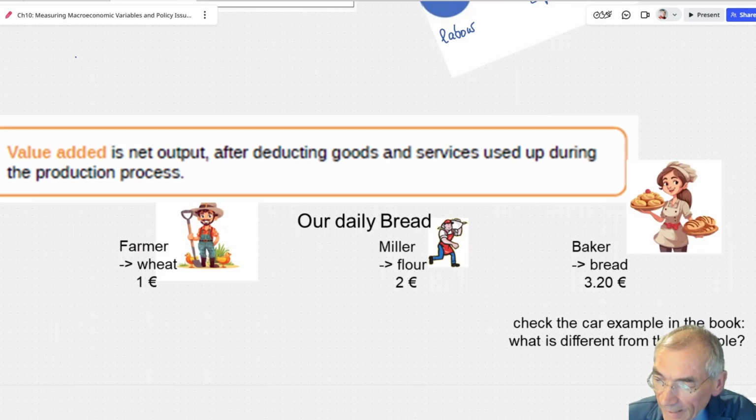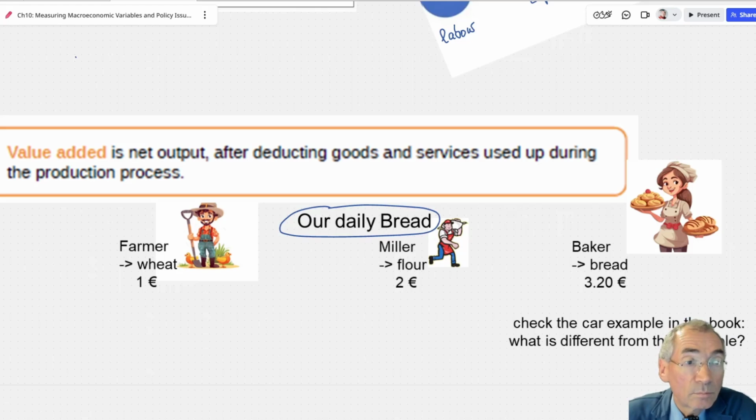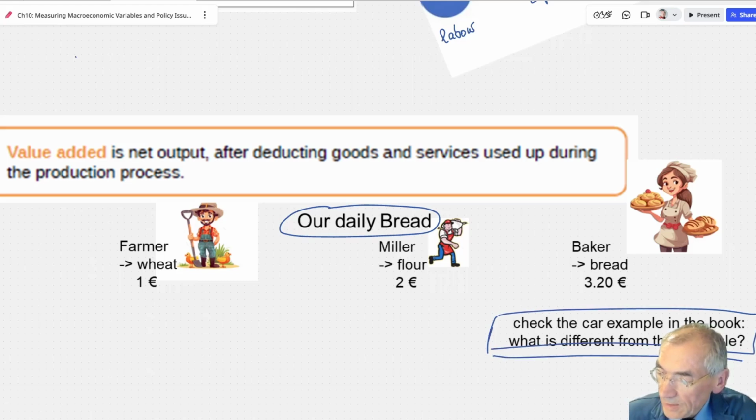Now, the value-added approach: net output after deducting goods and services used during the production process. And we chose the example here, our daily bread give us today, but who does give us our daily bread, and what is sort of the result in the prices? And I'd like to again give you this task in our book. There is an example about this way of computing, and you might find the problem of double counting. It's on the one hand similar to this example, and on the other hand not.